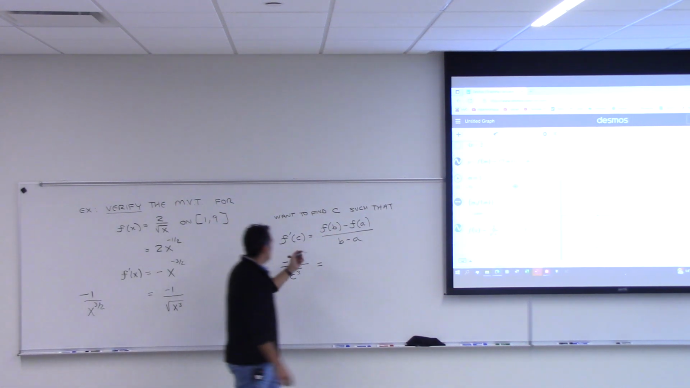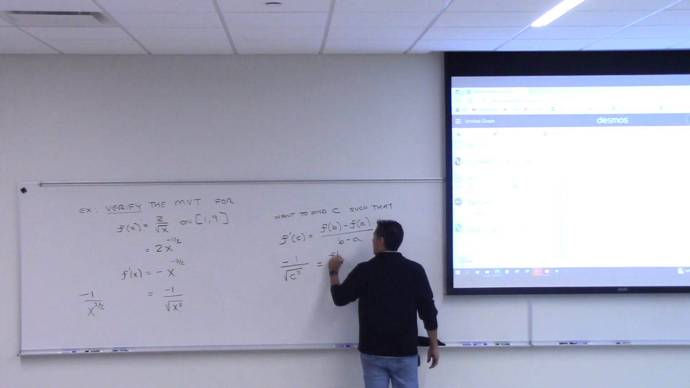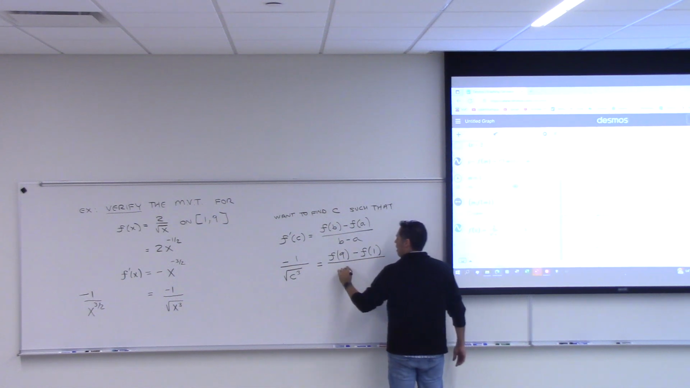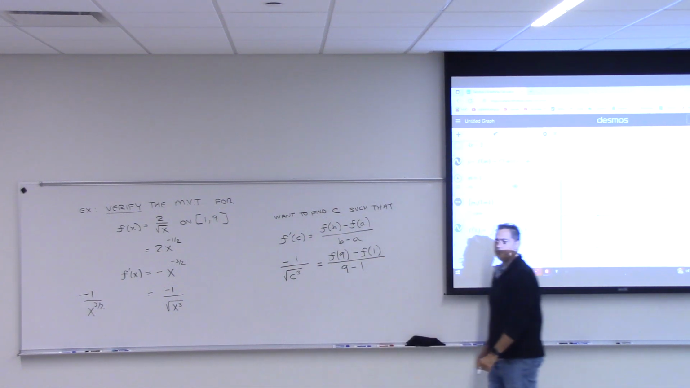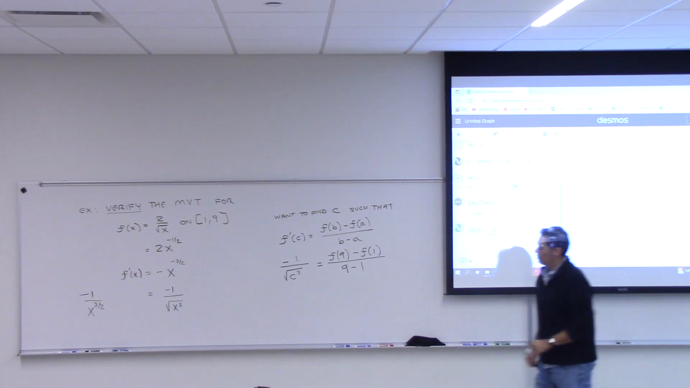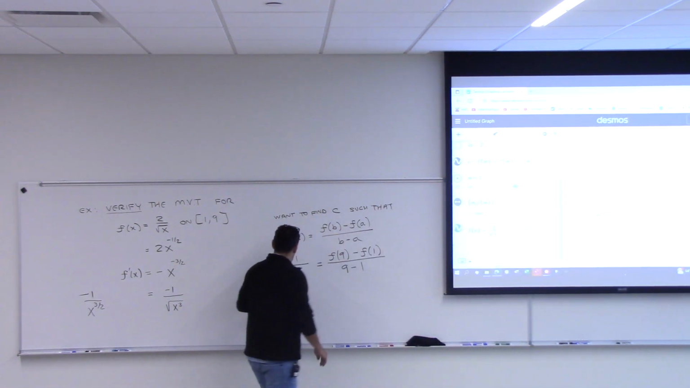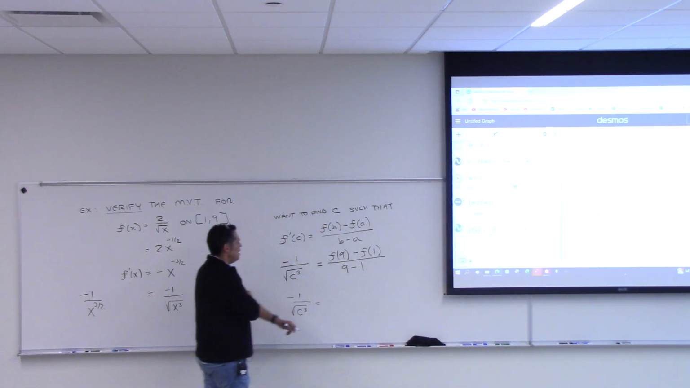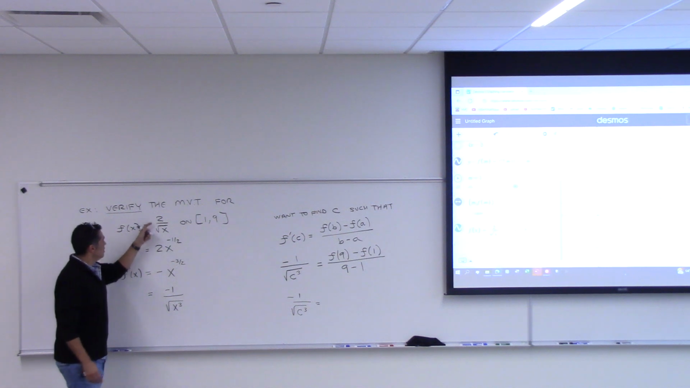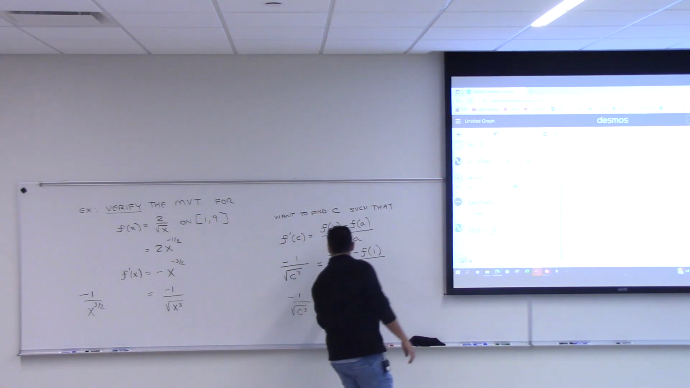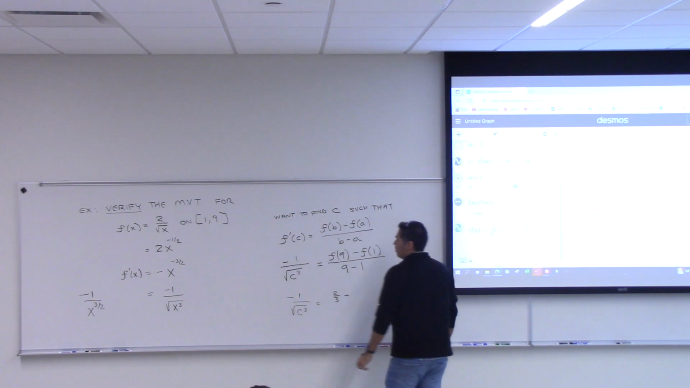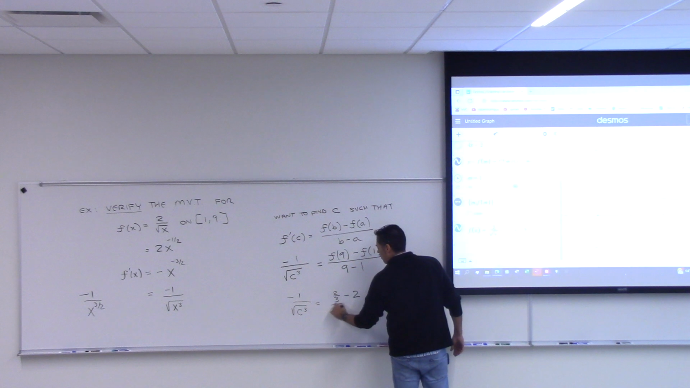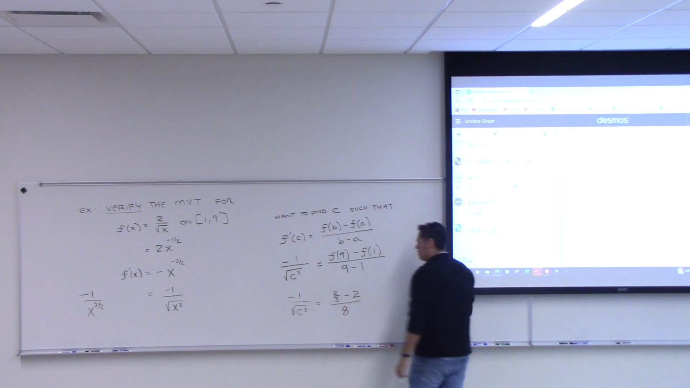So when I plug in b, I'm going to be plugging in 9, subtract what I get when I plug in 1, and then divide that by 9 minus 1. What do you get when you plug 9 into the original function? 2/3, minus what happens when you plug in 1? You should just get 2 over 1, so 2, and then all of this over 8.